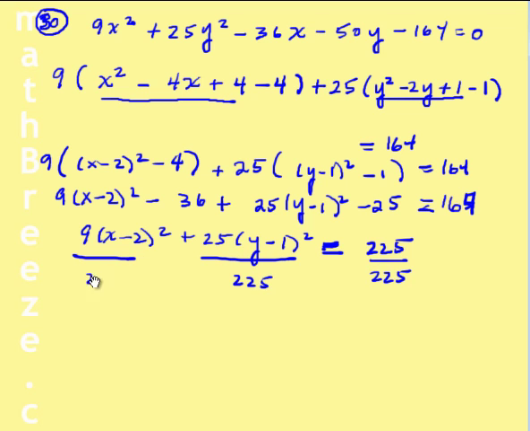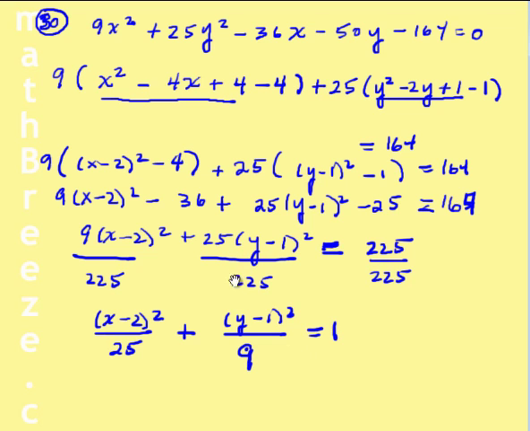And like I said, this works out nicely. So the 9 divides into 225 25 times. So here we have a 25. And here we have 25 goes into 225 9 times. All right, so here's what we end up with.